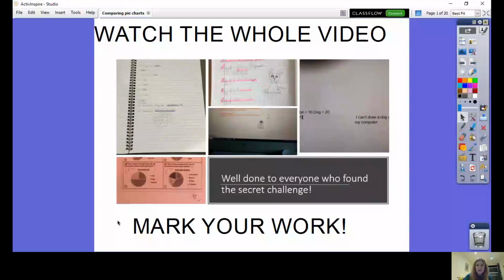We're going to continue our knowledge of pie charts today, but instead of looking at one pie chart, we'll be comparing two different pie charts. I'm going to share my screen with you now, but can you please make sure that you have a pencil, a piece of paper, and you're ready to continue the learning.